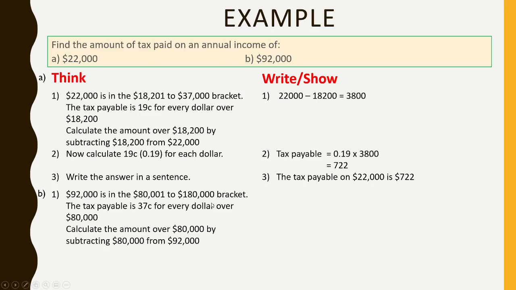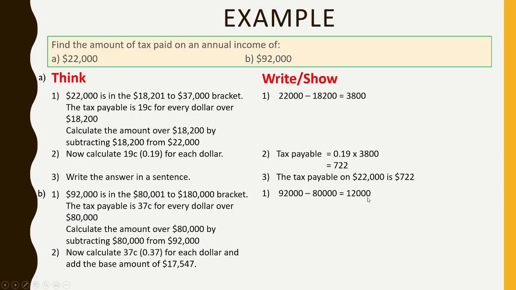Okay, for number 2, we work out again that $92,000 is in the fourth bracket from $80,000 up to $180,000. So the tax payable is 37 cents for every dollar over $80,000. So let's work out how much we're over $80,000 by. And again, we subtract it and we get 12,000. So now we multiply the 37 cents or 0.37 for each dollar, and then we add it to the base amount that was listed in that table.